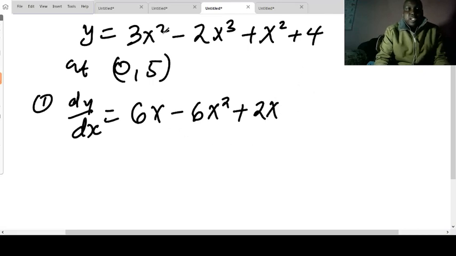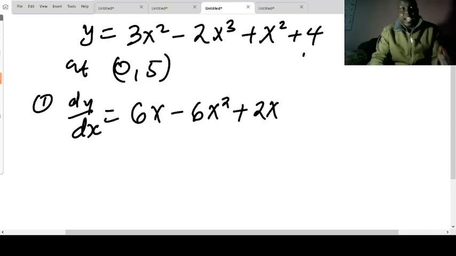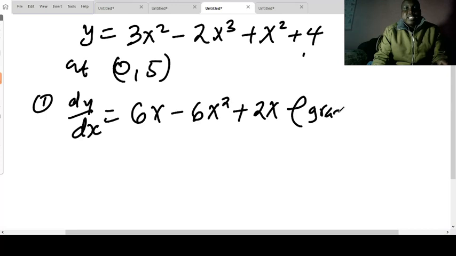So hii nimepiga the power times this ni 6 ikabaki 1. The power is 3 times 2, 6, minus, ikabaki 1. The power hii ni ikaanguka hapa ikakuwa 2 times 1 ikabaki 1. And the 4 is 0 because it doesn't have x. Haina x. Now this is the gradient function. So what we have here is the gradient function. The gradient function is this.